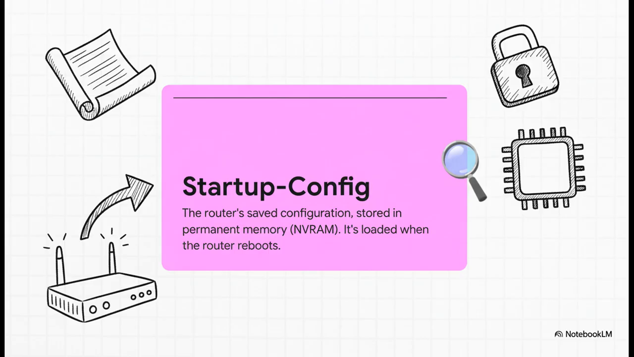And that brings us to its long-term memory, the startup config. Now, this is the master blueprint. It's saved in a special kind of permanent memory called NVRAM, which, you guessed it, survives a reboot. So when your router powers on, the first thing it does is look for this file to figure out exactly what it's supposed to be doing. This is the configuration that sticks around.